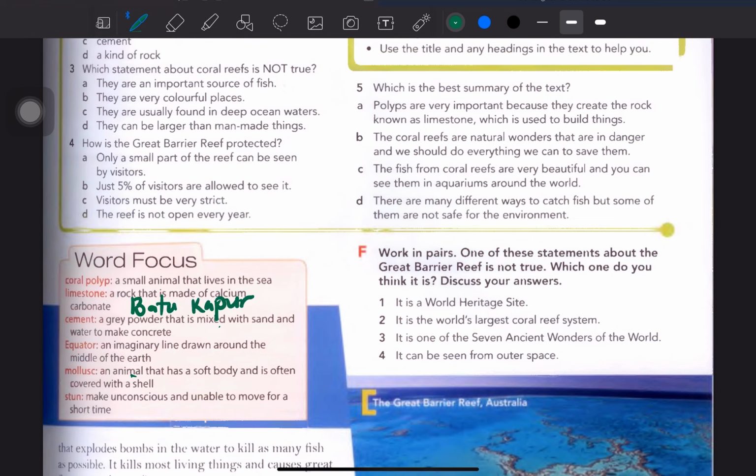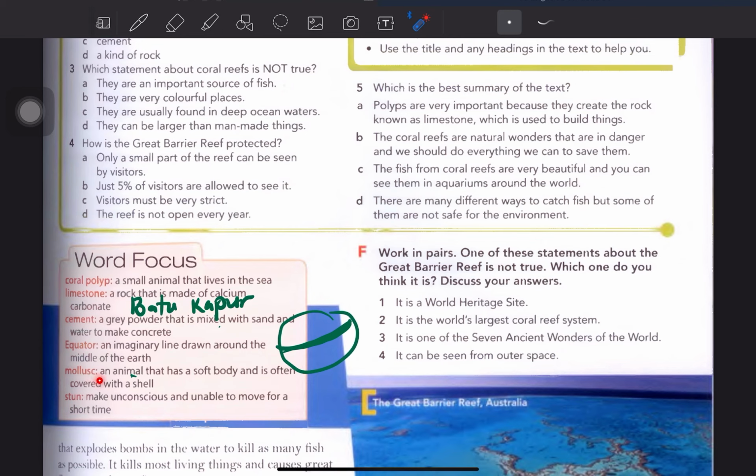Next you have cement, a grey powder that is mixed with sand and water to make concrete. Next you have equator, an imaginary line drawn around the middle of the earth. Ada satu garisan. For example, like this one is garisan khatulistiwa, right? And then where is the equator? Is it the same?